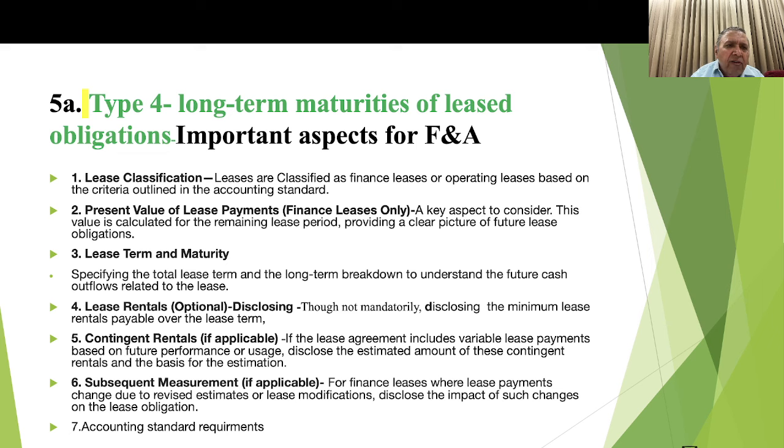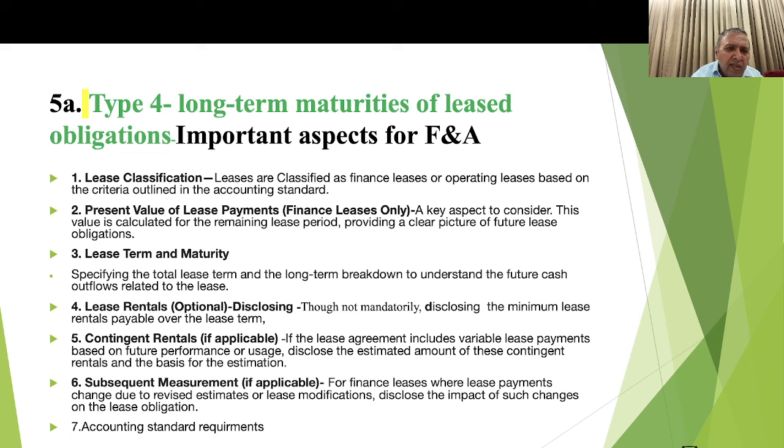Type 4. Long-term maturities of lease obligations. Important aspects for the F&A team are lease classification, that is, whether the lease is classified as a finance lease or operating lease based on the criteria outlined in the accounting standard. Present value of the lease payment, relevant for finance lease only. A key aspect to consider, this value is calculated for the remaining lease period, providing a clear picture of the future lease obligations. Lease term and maturity, specifying the total lease term and the long-term breakdown to understand the future cash outflows related to the lease.